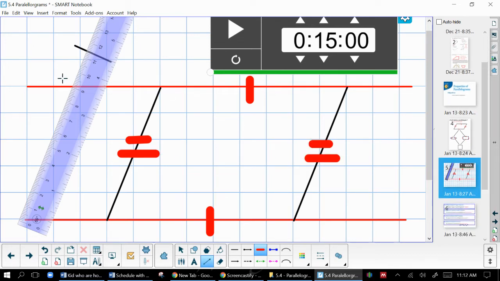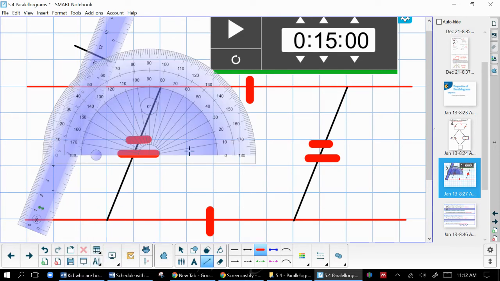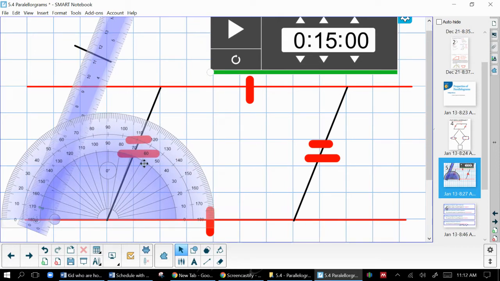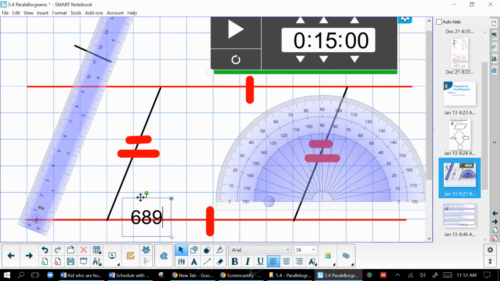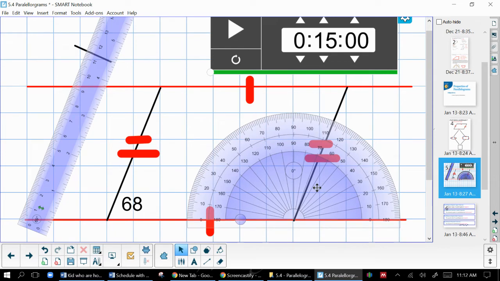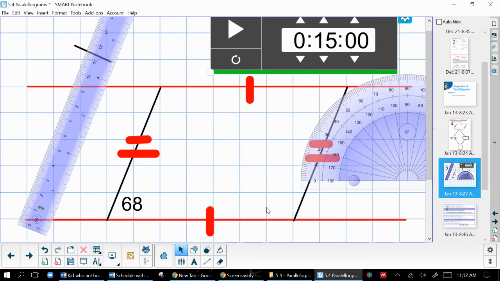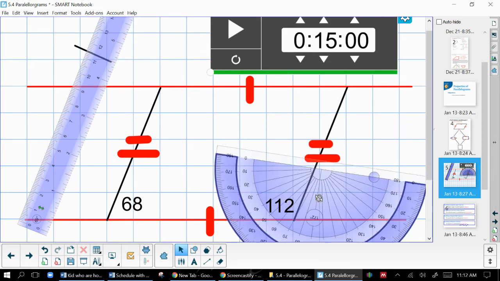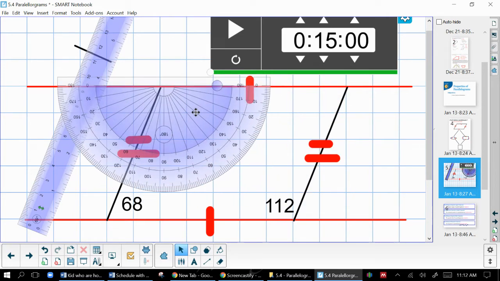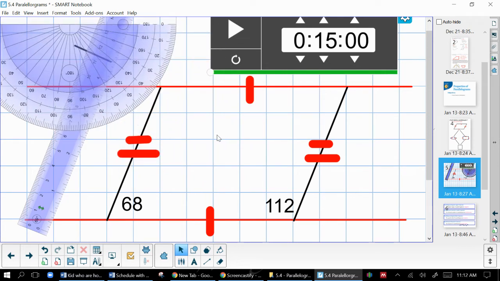Other things you might want to measure or take a look at would be the angles. If I were to get out a protractor and measure the angles, I'm going to find a few different things. First, this one looks like it's about 68. Just going to measure them all here. This one looks like it's about 112. And go up here and measure these other two. That one is also 68, and that one is also 112.